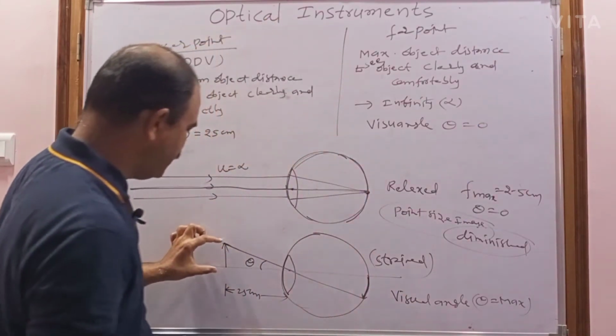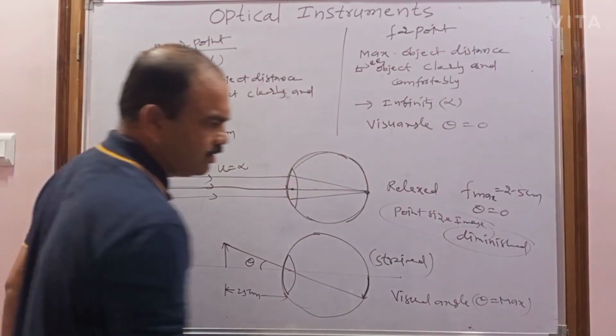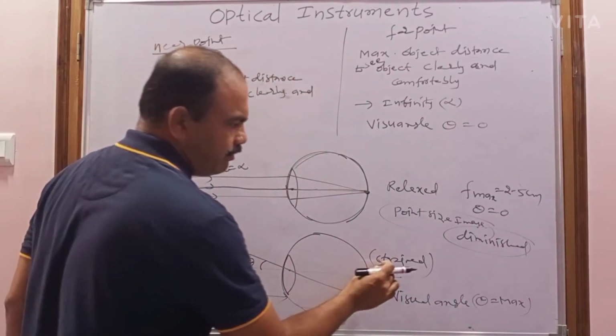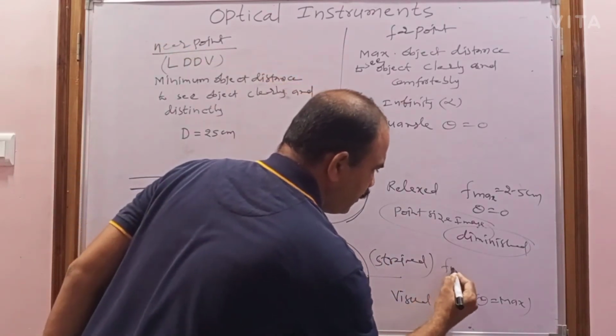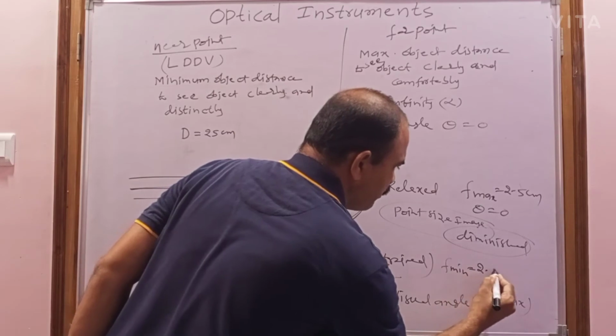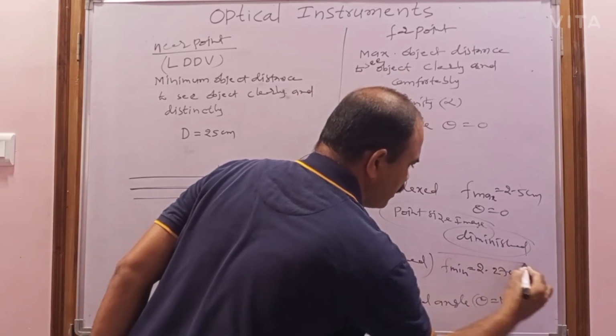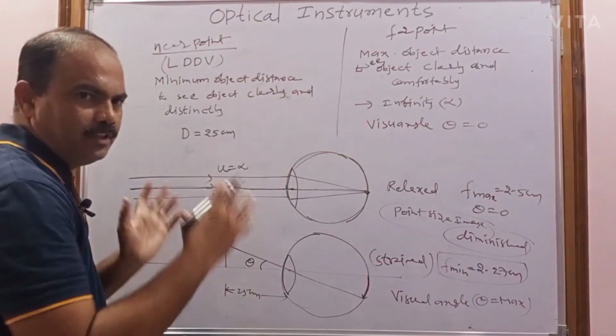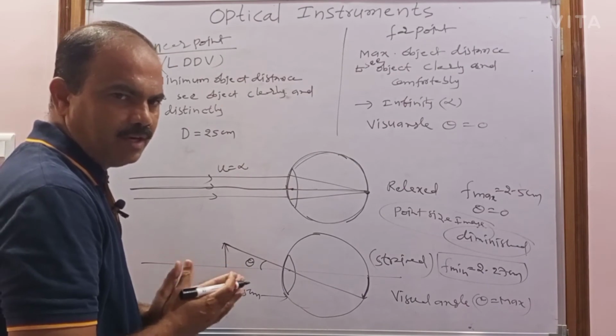Now when the object is at the near point distance, the visual angle becomes maximum, the eye is strained and it has a minimum focal length. The minimum focal length is nothing but what? 2.27 centimeter. And with the help of our ciliary muscles, what is happening?